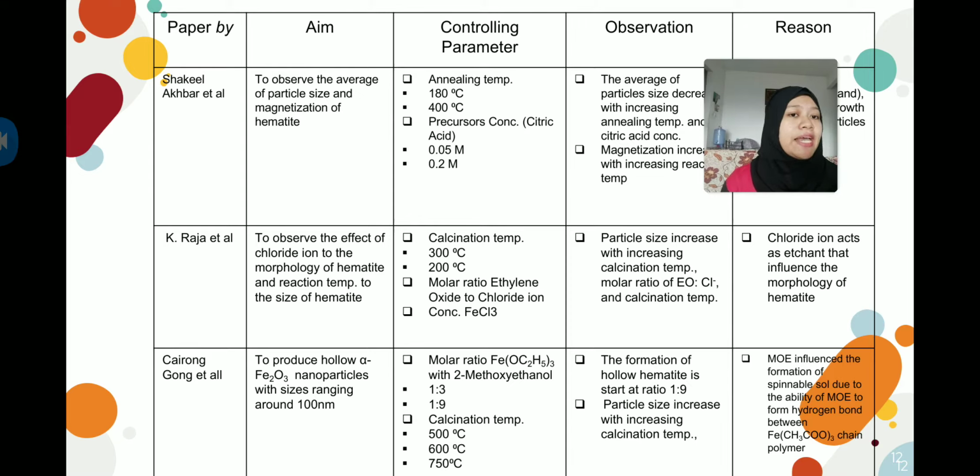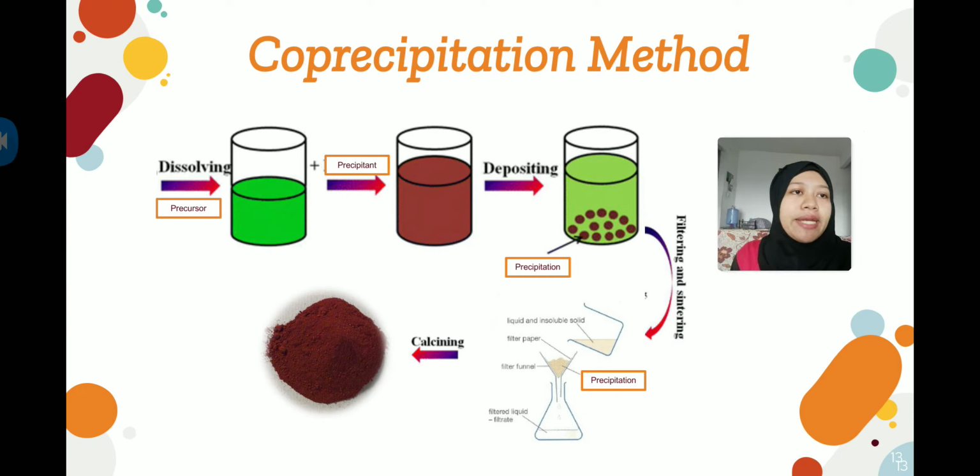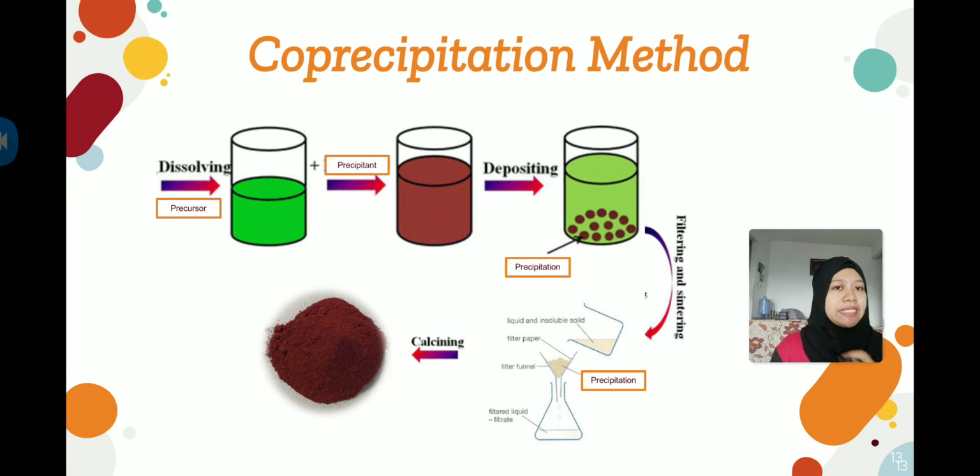The MOE cannot be replaced with other organic compounds like octanol because they are unable to form hydrogen bonds between the ferric alkoxide chain polymer. So we look at the co-precipitation method. Basically, it's the same as the sol-gel method.